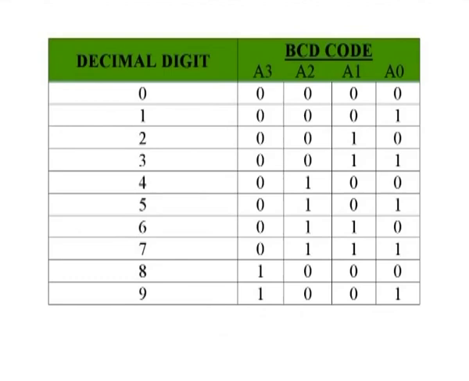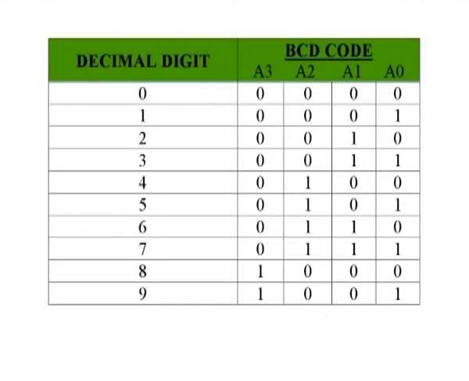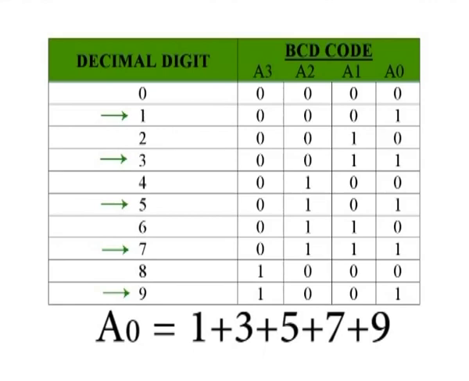Bit A1 is always a 1 for a decimal digit 2, 3, 6 or 7 and can be expressed as A1 = 2 + 3 + 6 + 7. Finally, A0 is always a 1 for a decimal digit 1, 3, 5, 7 or 9. The expression for A0 is 1 + 3 + 5 + 7 + 9.